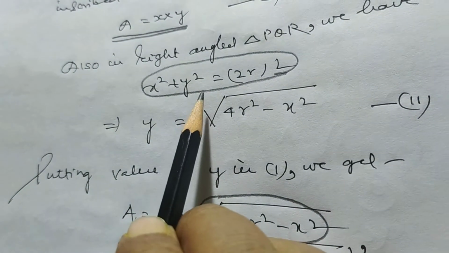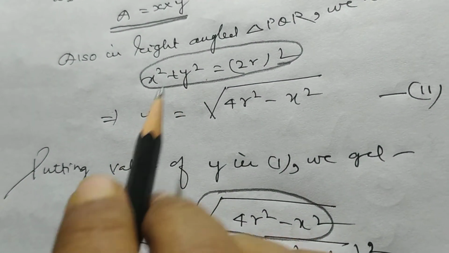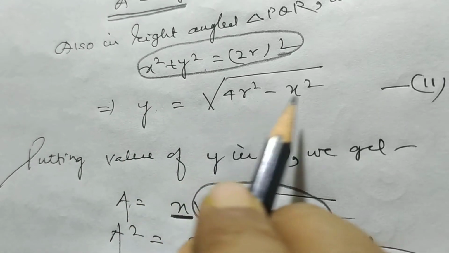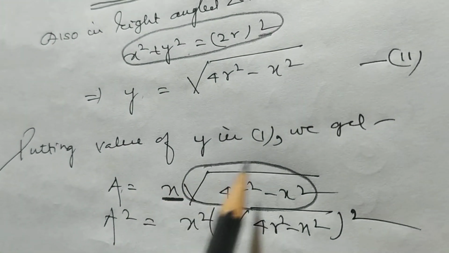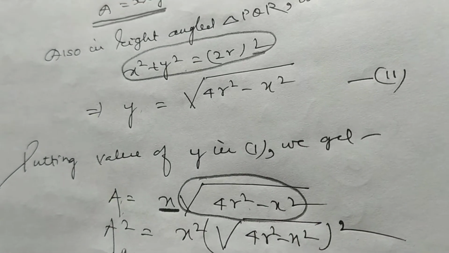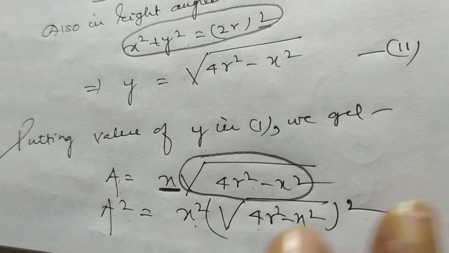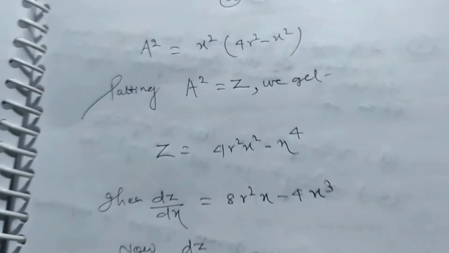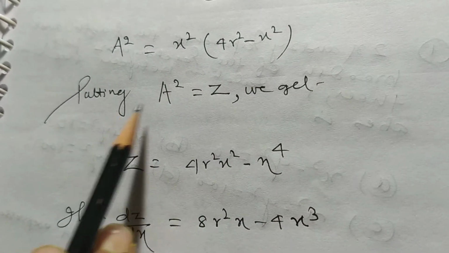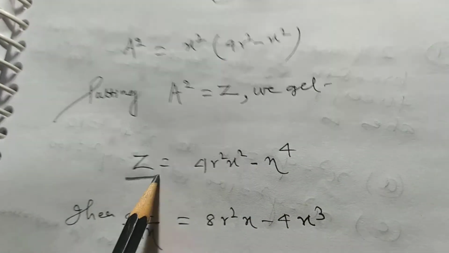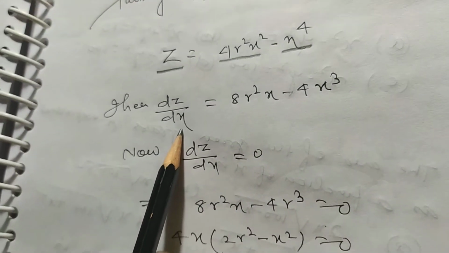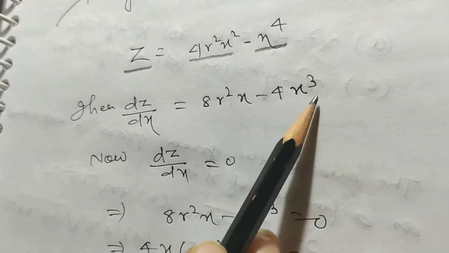And now, taking help of this relation, we determine the value of y is equal to root over 4r square minus x square. Putting value of y in first, we get A is equal to x into root over 4r square minus x square. So A square is equal to x square into 4r square minus x square. Putting A square is equal to z, we get z is equal to 4r square x square minus x to the power 4. Then dz by dx is equal to 8r square x minus 4x cube.